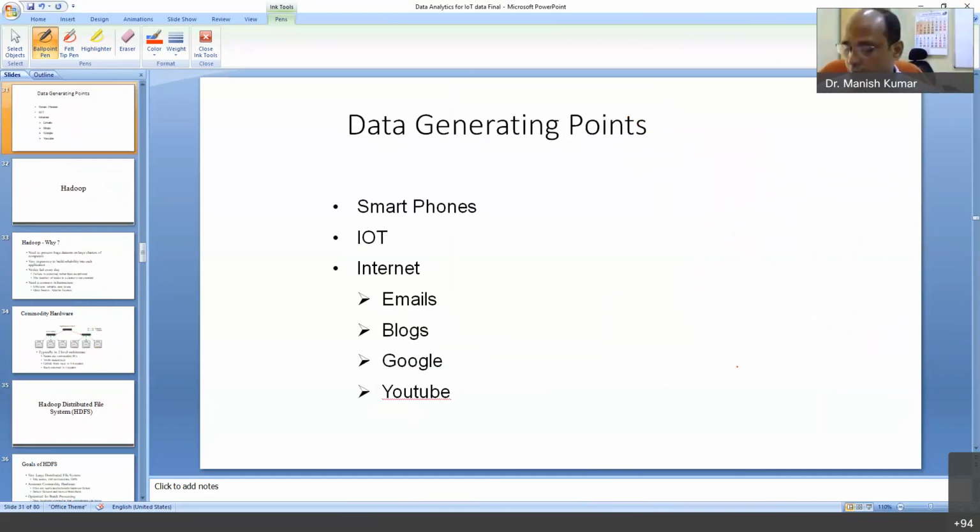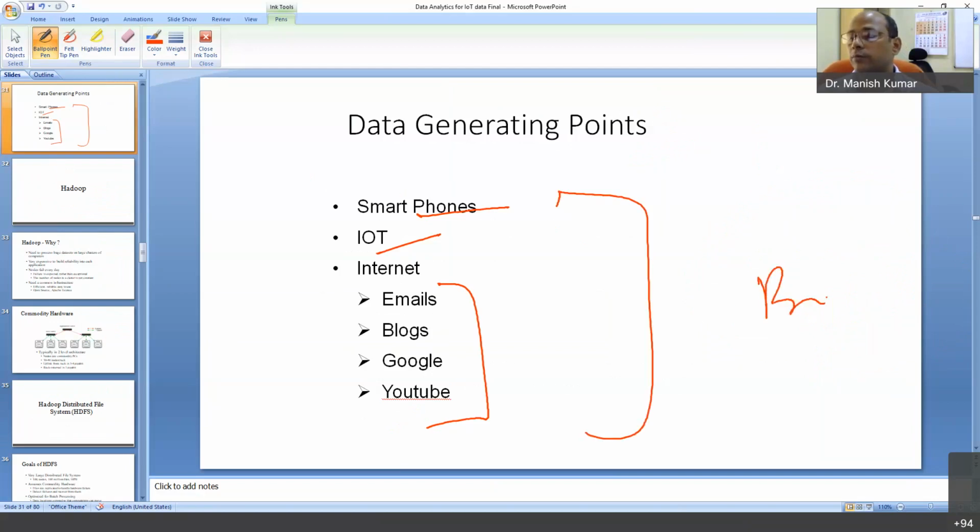Sources, as you know, whether it's smartphones, IoT, emails, blogs, Google, YouTube, or any web systems, could be possible sources of such data. Okay, so these are the big data sources.